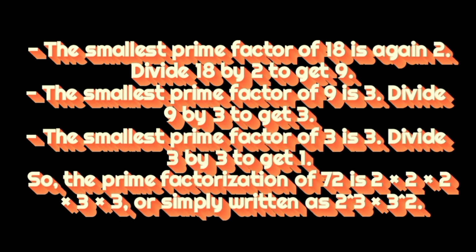The smallest prime factor of 9 is 3. Divide 9 by 3 to get 3. The smallest prime factor of 3 is 3. Divide 3 by 3 to get 1. So, the prime factorization of 72 is 2 times 2 times 2 times 3 times 3, or simply written as 2 cubed times 3 squared.